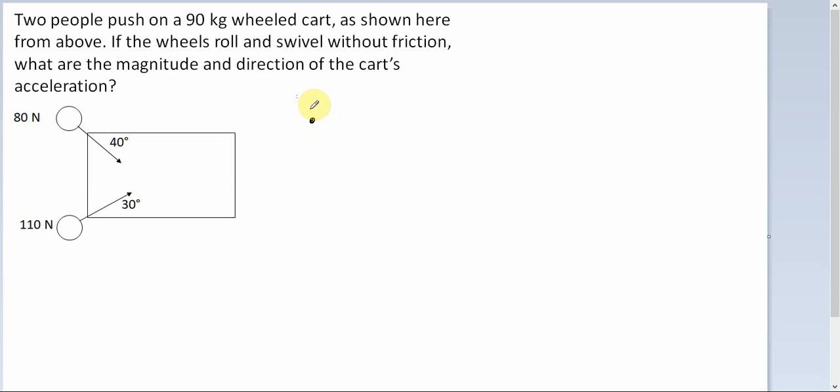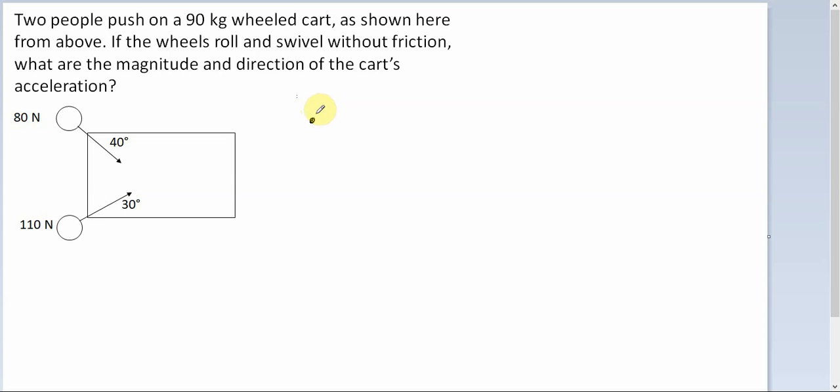Okay. Now, I'm drawing this from the top, which means that we aren't going to be able to include things like normal force and gravity from this perspective. But that's okay because we're only interested in the horizontal motion here, and those two forces aren't really going to have any effect on it since there's no friction.